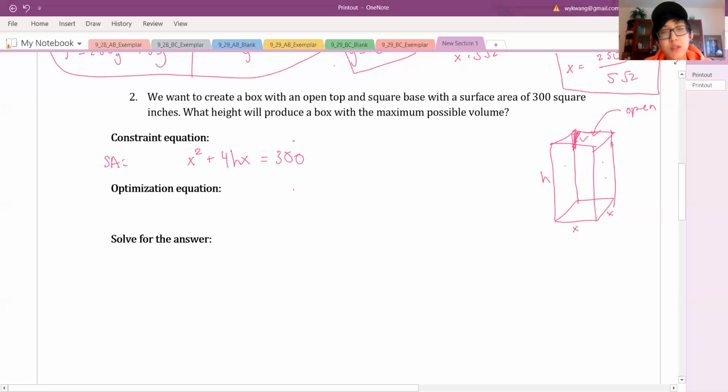What height will produce a box with the maximum possible volume? Well, we want to maximize the volume, right? Well, that's pretty easy. Volume is equal to length times width times height. So in this case, it's x times x times h. So x times x times h is equal to x squared h, right? So really, we want to maximize x squared h.